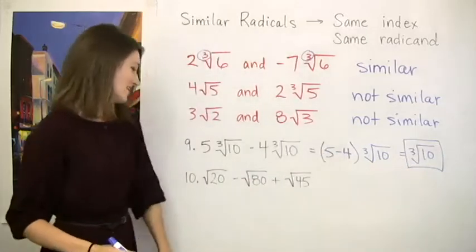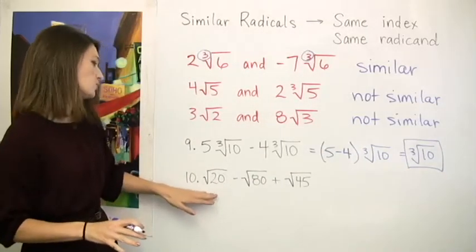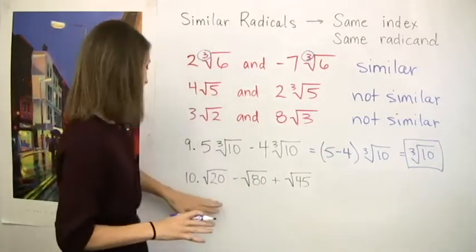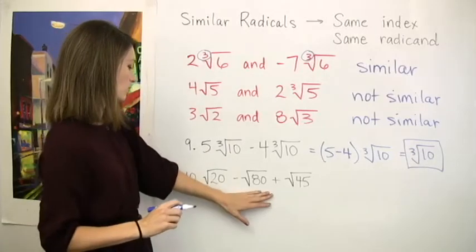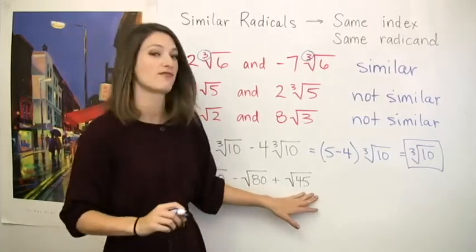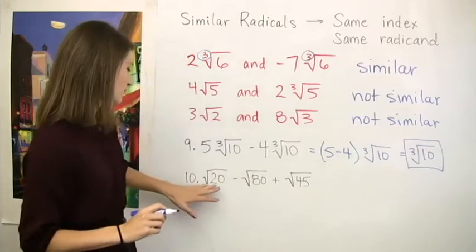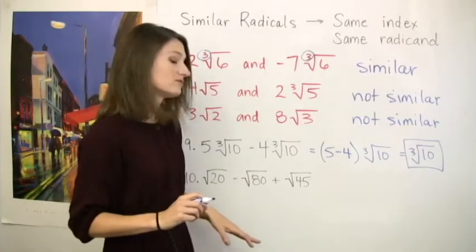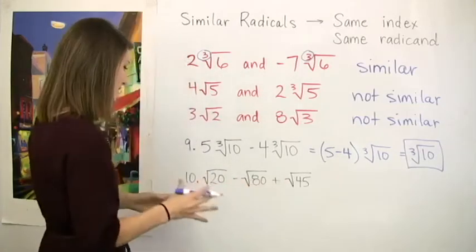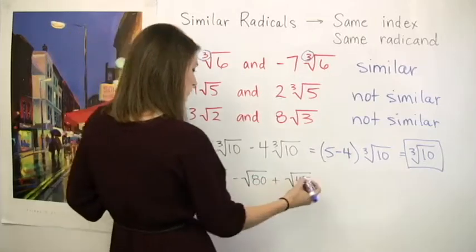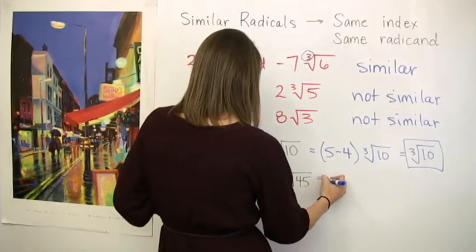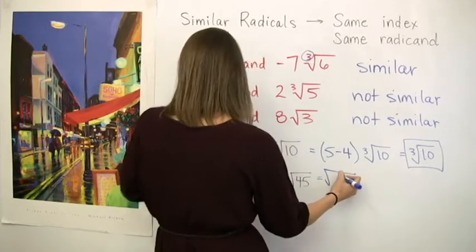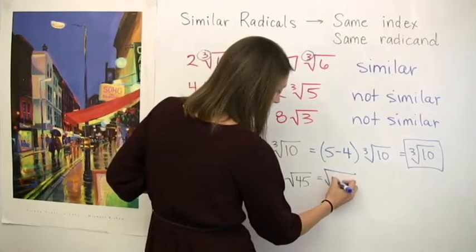So the second one, at first glance, we don't have similar radicals here. We've got the square root of 20 minus the square root of 80 plus the square root of 45. But let's simplify each radical expression individually and then see if we can combine them. So the square root of 20, we can rewrite that as the square root of 4 times the square root of 5.